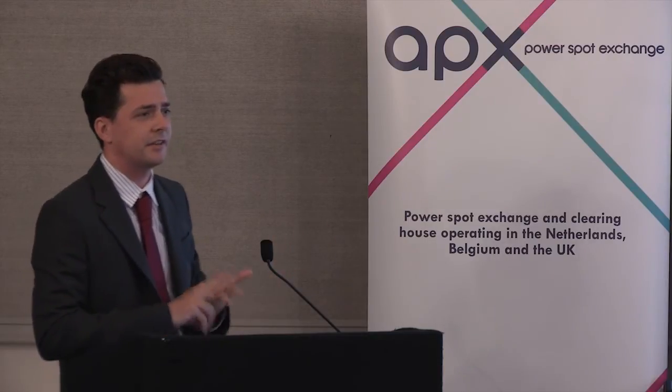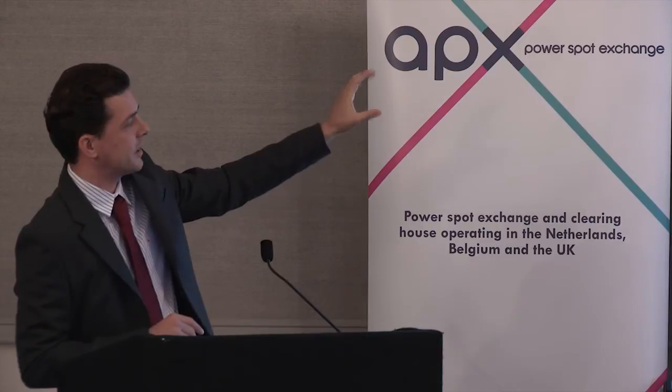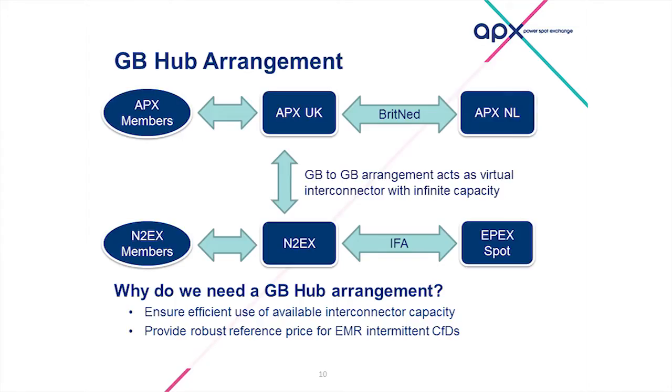So for GB, there's really three legs. The first leg is coupling across the BritNed interconnector, which will stay broadly as it is: the APX day-ahead auction coupled to the APX day-ahead auction in the Netherlands via the BritNed interconnector. And then the new part is market coupling over the IFA interconnector from the N2EX day-ahead auction to the EPEX Spot day-ahead auction in France. And then the GB hub element is the arrangements between APX UK and N2EX.